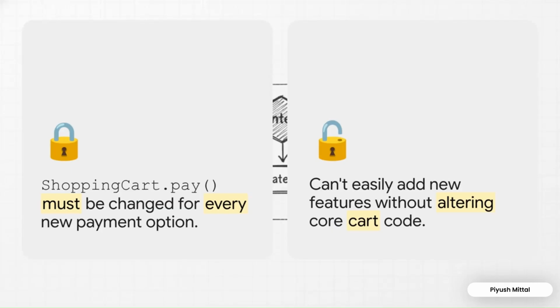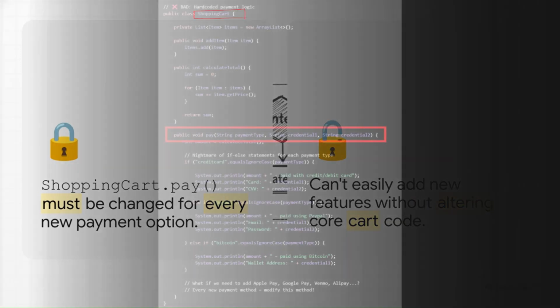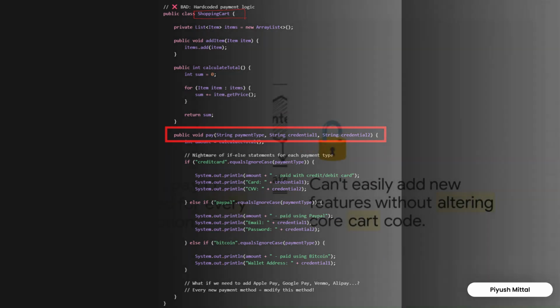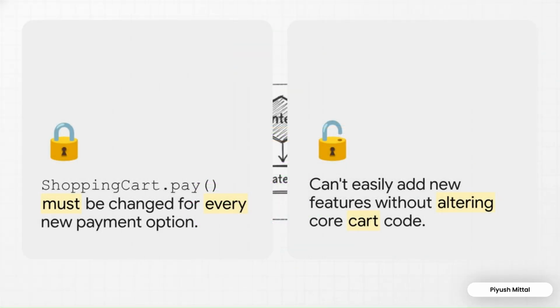Just think about it. Every single time the business wants a new payment option, what do we have to do? We have to crack open that shopping cart class and change the pay method. We are constantly modifying it. That completely violates closed for modification. And because we're always doing this risky surgery on a core piece of our system, we aren't truly open for extension either. Adding support for Bitcoin puts our perfectly stable credit card logic at risk every single time.